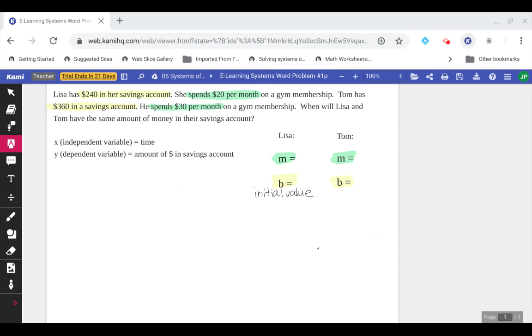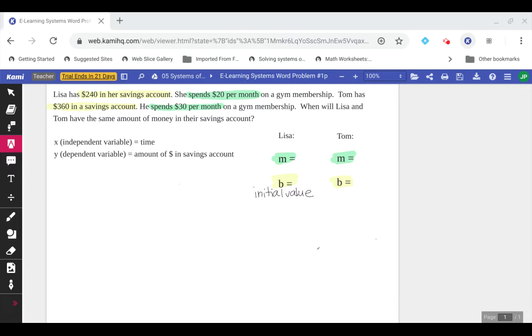Lisa has $240 in her savings account. She spends $20 per month on a gym membership. Tom has $360 in a savings account. He spends $30 per month on a gym membership. When will Lisa and Tom have the same amount of money in their savings account?